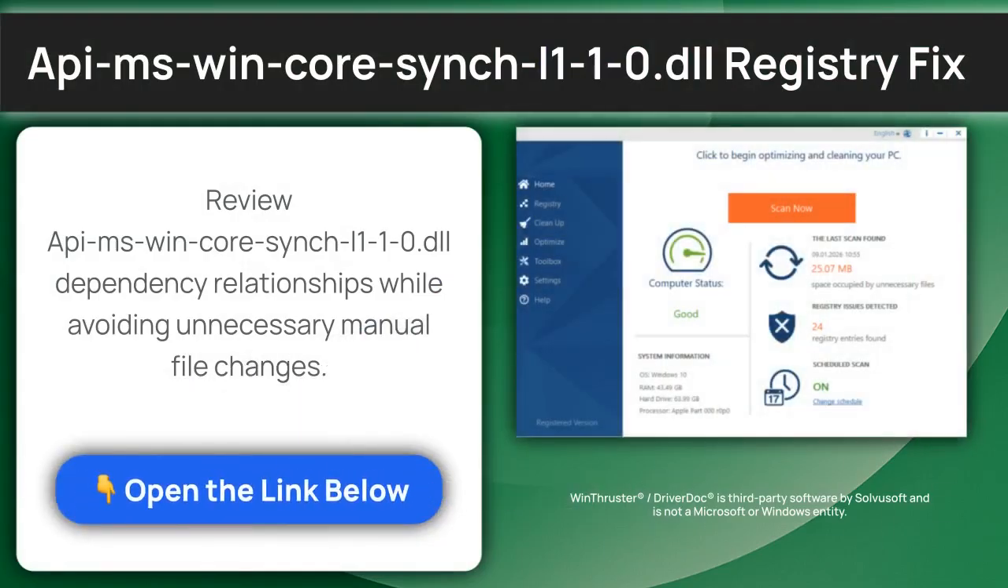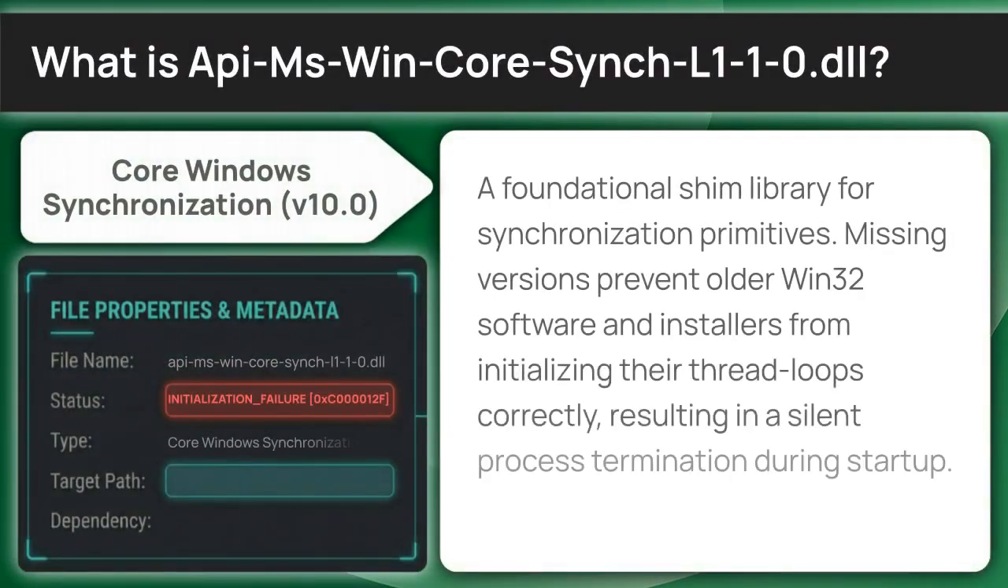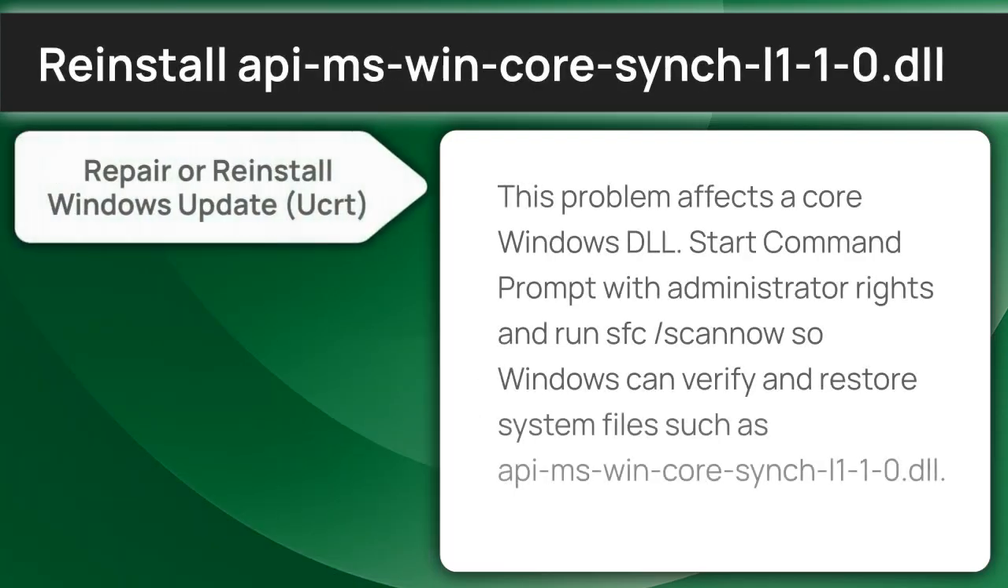This is the Core Synchronization API, a foundational shim library for synchronization primitives. Missing versions prevent older Win32 software and installers from initializing their thread loops correctly, resulting in a silent process termination during startup. Now that you have the context, let's move into the repair process with a fresh installation. This problem affects a Core Windows DLL.